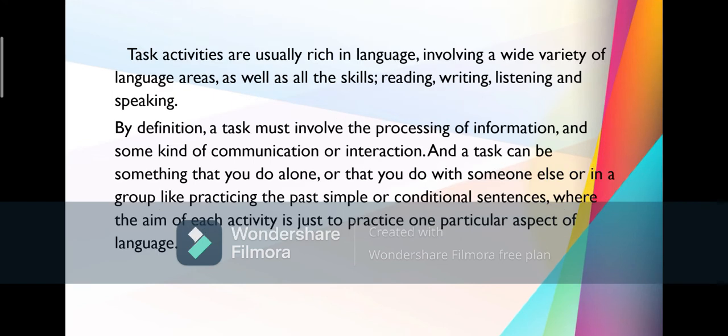Task activities are usually rich in language, involving a wide variety of language areas as well as all skills: reading, writing, listening, and speaking. By definition, a task must involve the processing of information and some kind of communication or interaction. And a task can be something that you do alone or that you can do with someone else or in a group, like practicing the simple or past conditional sentences where the aim of the activity is just to practice one particular aspect of language.